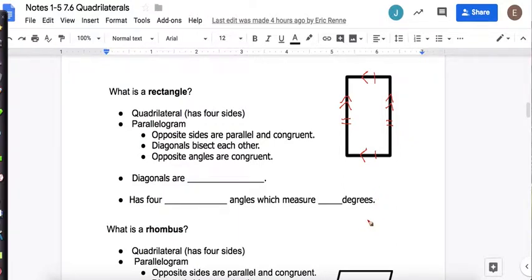Okay, the diagonals bisect each other and opposite angles are congruent. So the diagonals are congruent. They're exactly the same length. We'll draw those in just a second. And also, a rectangle has 4 right angles, which measure 90 degrees. So let's draw the right angles in first.